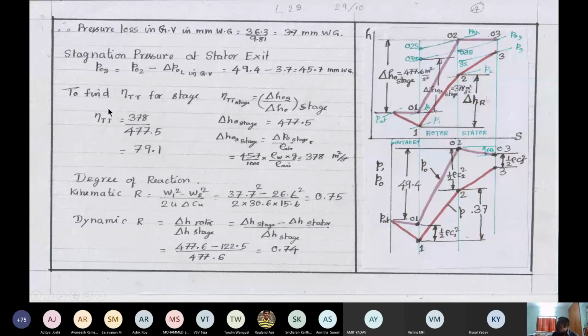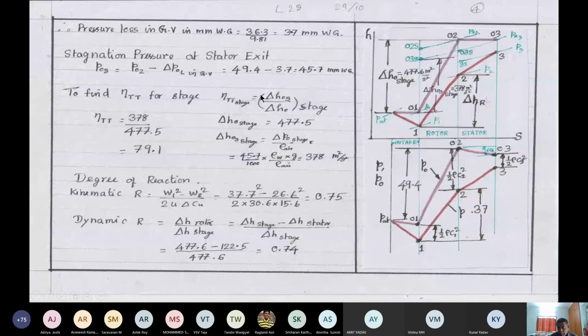Then to find the total to total stage efficiency. So we were initially given the total to total efficiency for rotor. So from that only we could calculate the pressure at inlet and all those things, the pressure developed by the machine. So here delta H naught S divided by delta H naught for the whole stage. Okay, so delta H naught is the initial one, that is from H01 to H02, which is delta H naught stage, that is 477.6 meter square per second. So that will come to the denominator.